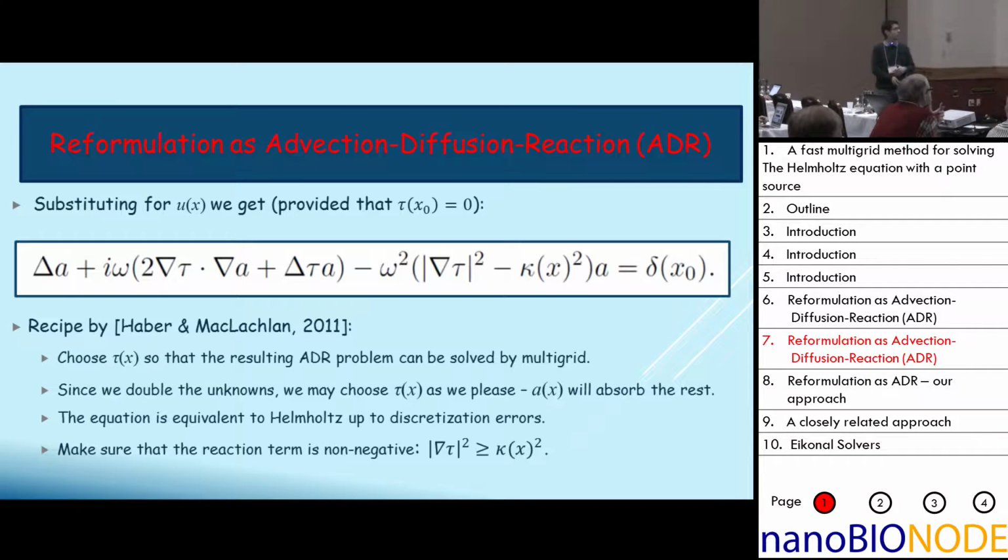The equation is equivalent to the standard discretization of Helmholtz, up to discretization errors. And in order to apply this method, we need to make sure that the length of the gradient of tau squared is larger than the square of kappa. So eventually this term moves from being indefinite to the positive side.